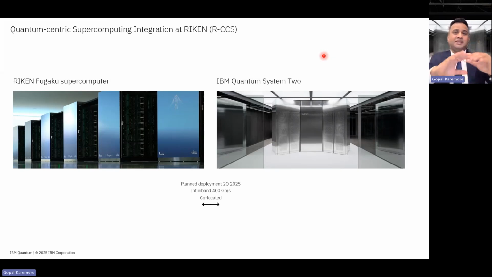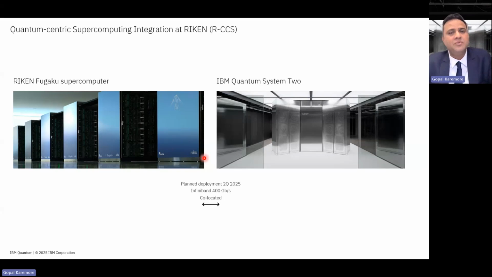And this is not only something on the map, but it is going to happen in a couple of months. We are going to have a collaboration, an integration of the Fugaku supercomputer and System 2. They will be sitting side by side, and this is going to be really amazing.